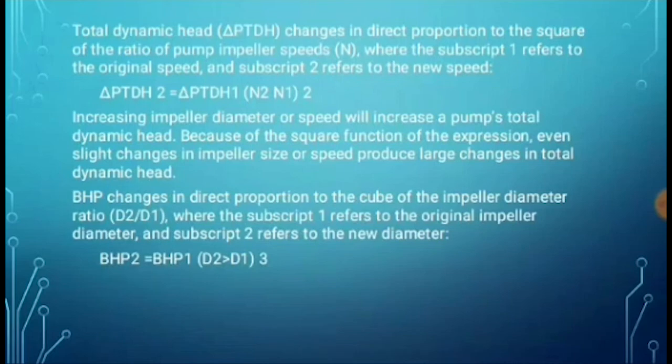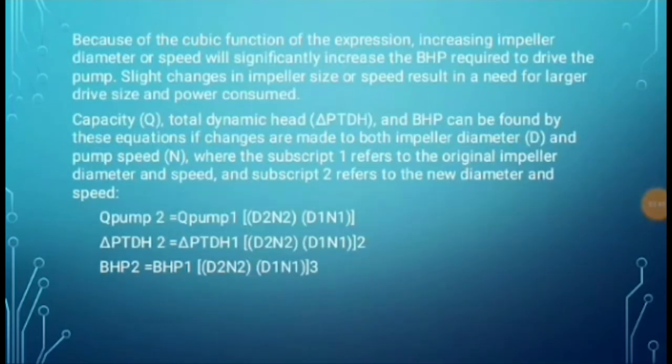Brake horsepower changes in direct proportion to the cube of the impeller diameter ratio, D2 over D1, where the subscript 1 refers to the original impeller diameter and subscript 2 refers to the new diameter. Brake horsepower 2 equals brake horsepower 1 times the cube of D2 over D1, where D2 is greater than D1. Because of the cubic function of the expression, increasing impeller diameter or speed will significantly increase the BHP required to drive the pump. Slight changes in impeller size or speed result in a need for larger drive size and more power consumed.